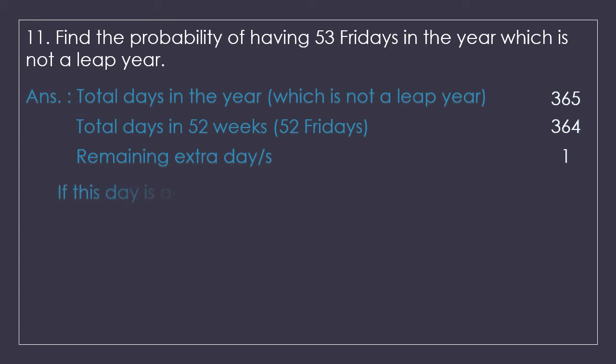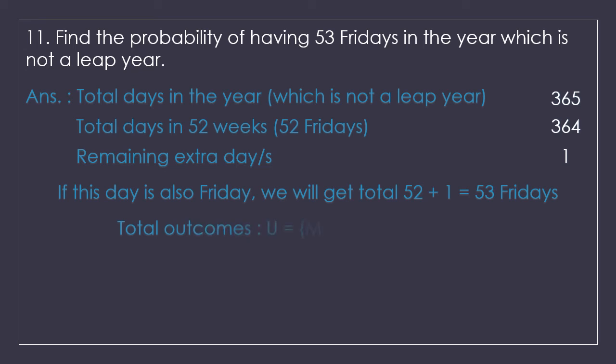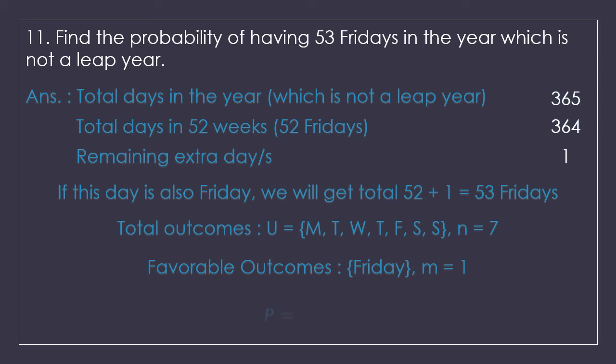What we can do with this one day, that if this one day is also a Friday, we will get 52 plus 1, that is 53 Fridays. That's the event which we want right now. So the total outcomes once again here will be same. This one day could be Monday, Tuesday, Wednesday, Thursday, Friday, Saturday or Sunday. That means the total outcomes are 7. What we need is only one, that is Friday. That means the probability will be similar, m upon n, that is 1 upon 7.